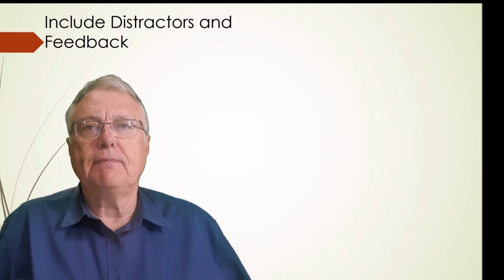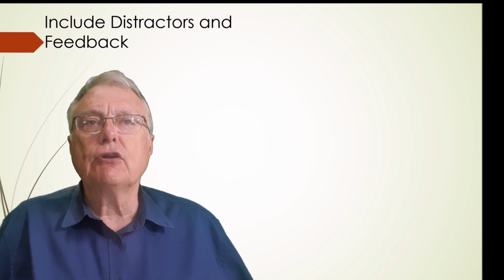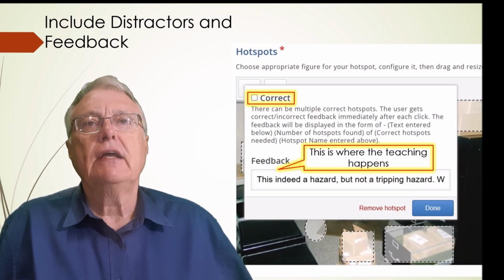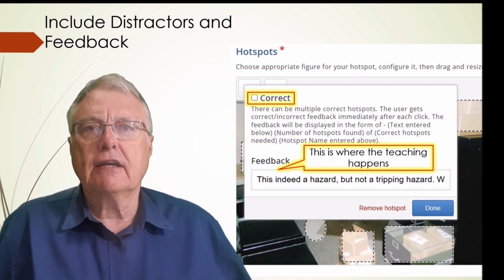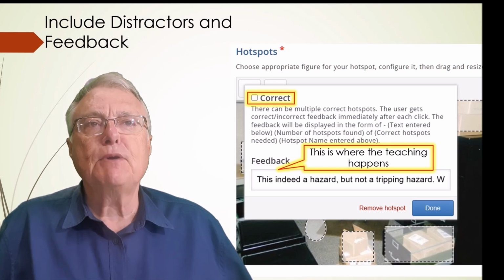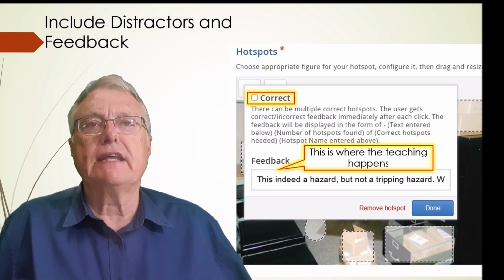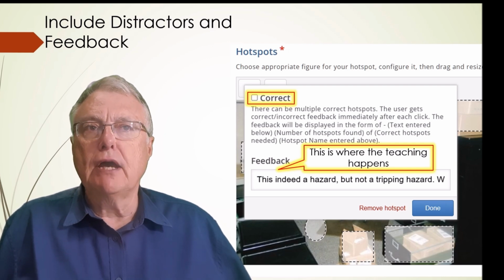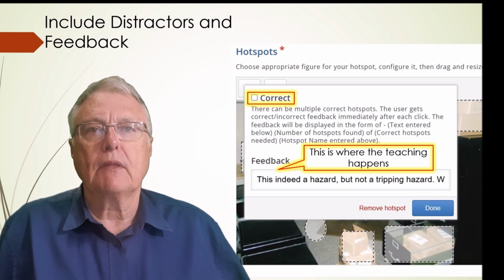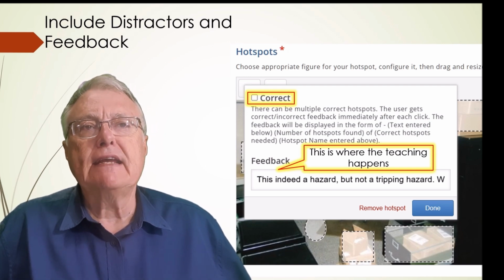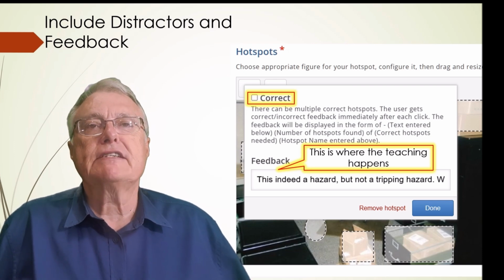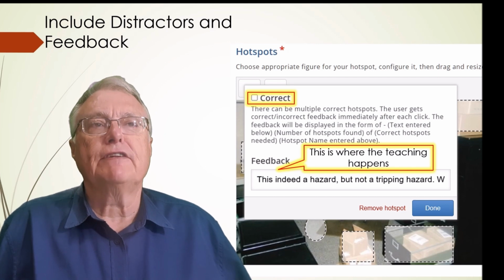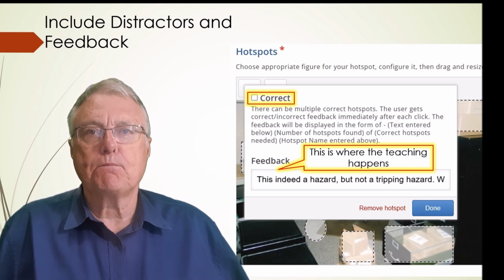Include distractors and feedback. Incorporating incorrect hotspots or distractors can significantly enhance the learning experience by challenging learners to think critically. Distractors are especially powerful when used to address misconceptions that you know learners might have, thanks to your subject matter expertise. For example, while a paper cutter isn't a tripping hazard, it is still a hazard. Use this opportunity to expand on why it's a hazard of a different type and how it should be handled.